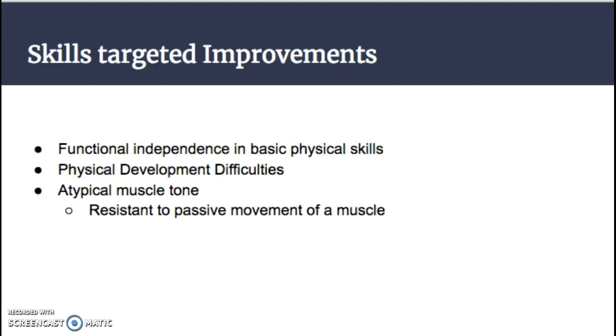Physical development difficulties. Motor development is linked to the development of the central nervous system, a process that begins before birth. Atypical muscle tone is resistance to passive movement of a muscle. This means there is too little or too much movement. It will interfere with the development of typical posture and movement patterns.